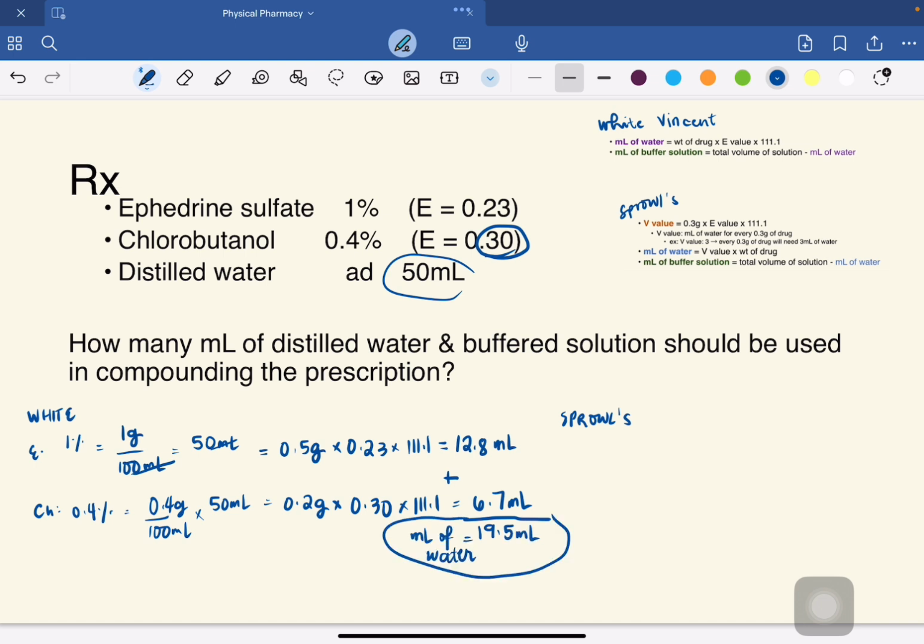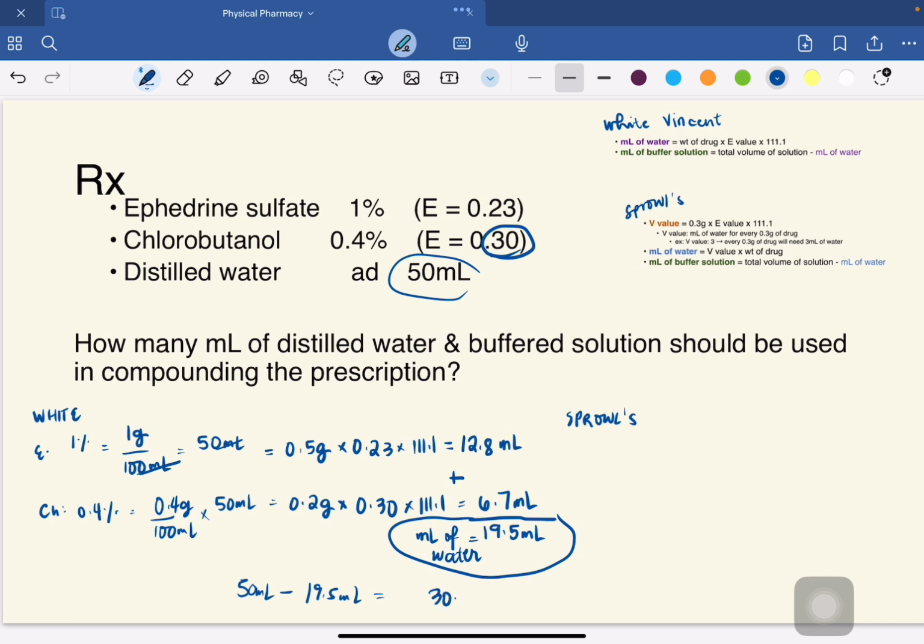So for the volume of the buffer solution, simple na lang, we will subtract 19.5 ml from 50 ml. So the answer to this is 30.5. So 30.5 ml is now the volume of the buffer solution. So these are our answers. 19.5 ml of water and 30.5 ml of buffer solution. How about we compute this using Sprouse's method?